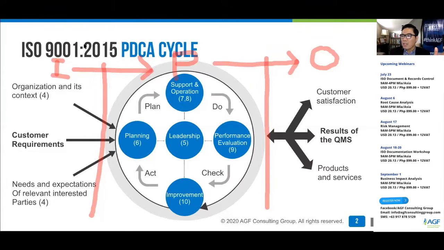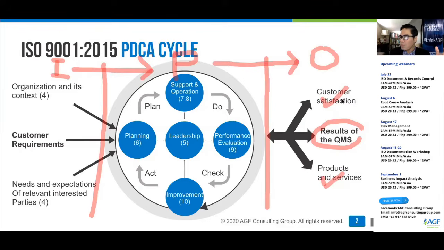In your ISO 9001, our objective always is this output. The output would be, of course, the results of your QMS. The quality of your products and services should be checked, and your customer should be satisfied. That's the output of your quality management system. A lot of people ask me, Sir Joe, why do we really have to go for ISO? What's in it for us? Well, ISO is really about making sure that the results of your system are meeting quality standards and, most importantly, that you satisfy your customers.